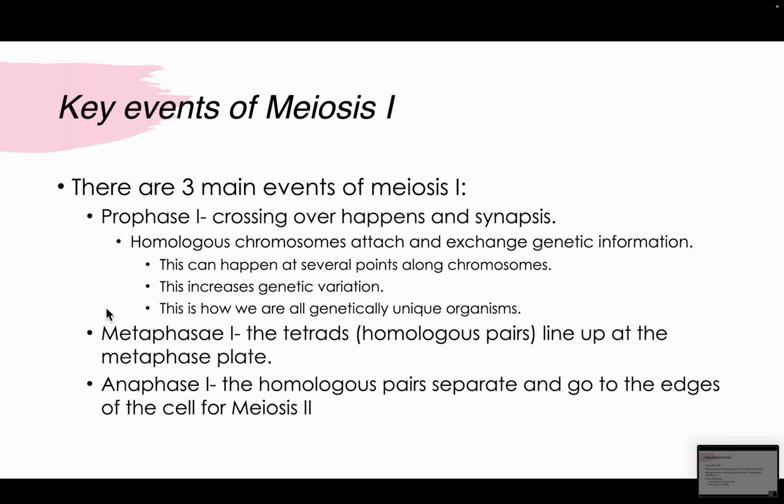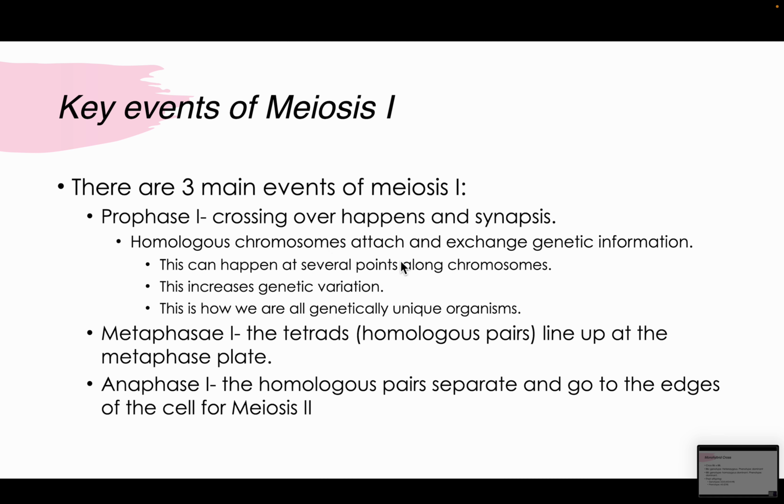So I'm not going to go through every single step of meiosis 1 and 2 because it's very, very similar to mitosis. You guys know those steps, so I figured I'd just highlight the key events of meiosis 1. So there's 3 main events in meiosis 1. The biggest one is prophase 1. This is where crossing over happens and synapsis actually occurs. So this is where your homologous chromosomes, your tetrads, attach to each other and exchange genetic information.